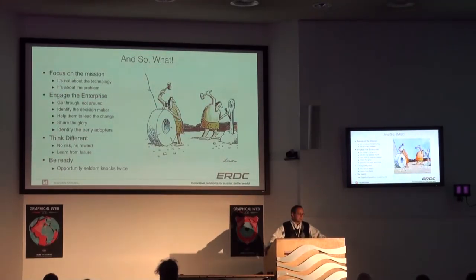Another lesson that we learned through this is to engage the enterprise, right? Especially for government agencies, there's a lot of effort to go around people to get something done. A lot of people will say, well, go to the leader and convince them, and then they will tell everybody what to do. Well, yes, that can work, and along the way, you build lots and lots of enemies, right? Because everyone's resentful that you got something done over their heads. So what we have found is to go through the enterprise, work with them, help them change their mind by solving their problems. Identify who that decision maker is, and then let them lead the change.